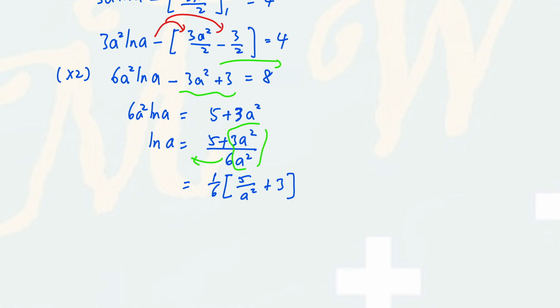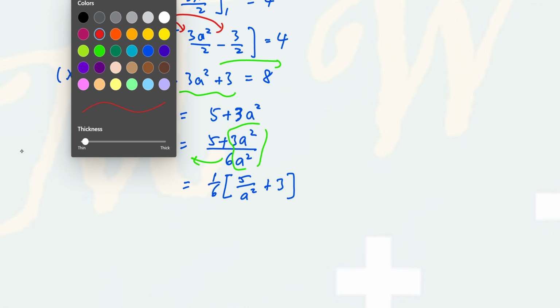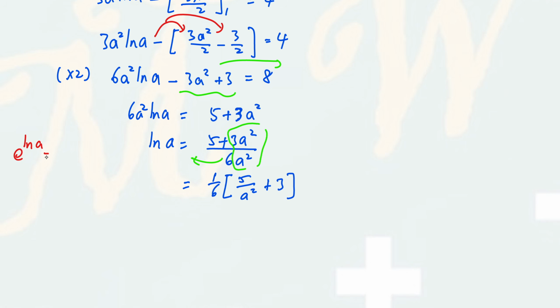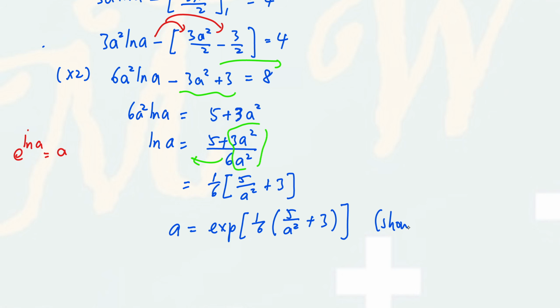To get the exponential, we are actually using this formula: e to the ln a is a. So to eliminate the ln, we will just take e as the base. That means now a is the exponential of 1 over 6 times 5 over a squared plus 3. So we have shown the expression.